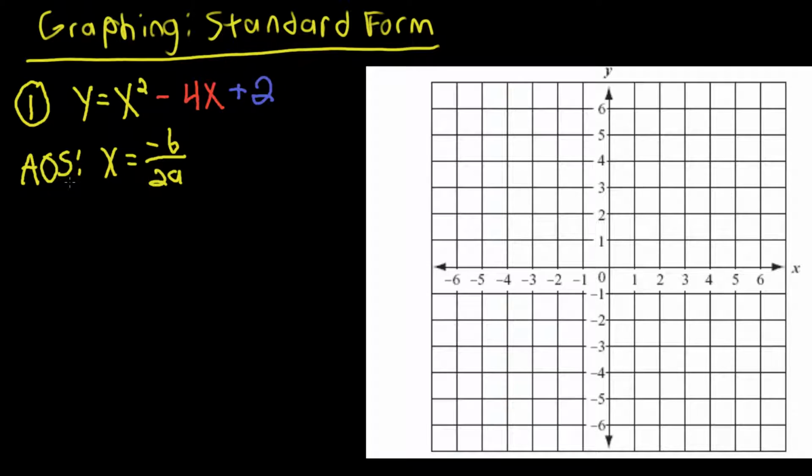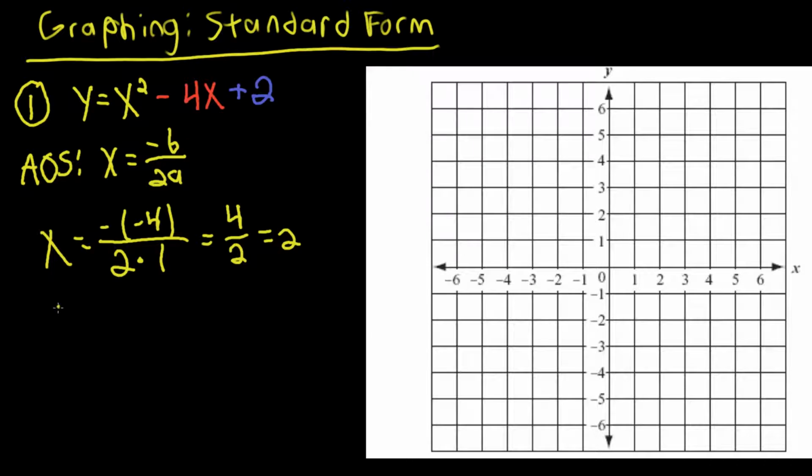Well, looking at my equation, I see that my b value is equal to negative 4, so I'm going to write x equals negative 4 over 2 times my a value, which I can see is 1. Since there's no real number in front of x squared, I know that my a value has to be equal to 1, so I'm going to write 2 times 1. Well, this becomes 4 over 2, which becomes 2. So my axis of symmetry is x equals 2.